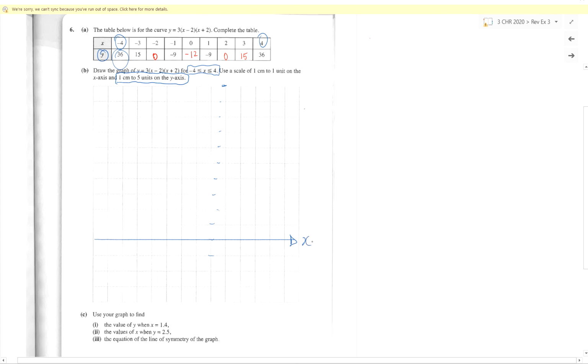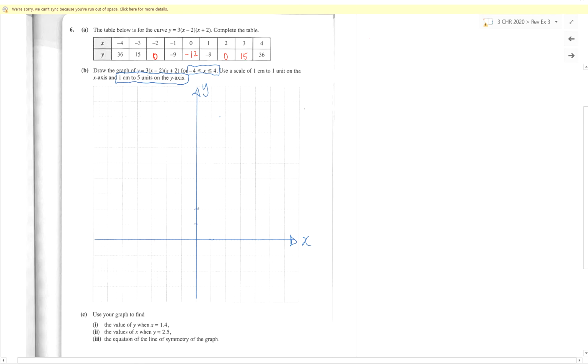Okay, next, my y-axis, the vertical line. My x value ranges from -4 to 4, so I can safely draw my vertical line right in the center. There should be enough space. So make sure you have your labels, x and y. Please check. Okay, now we have to label.